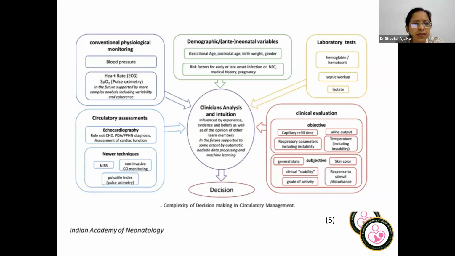Newer techniques are NIRS, the non-invasive cerebral blood flow measurement, non-invasive cardiac output monitoring coming up, and pulsatility index. But all these three are still not in clinical use. We'll go to the evidence later, but the main things are clinical and cardiac evaluation. Then clinical evaluation is capillary refill time, urine output, respiratory parameters including instability, and temperature. And subjective is the baby's general state, skin color, response to stimuli, clinical stability, and grade of activity.